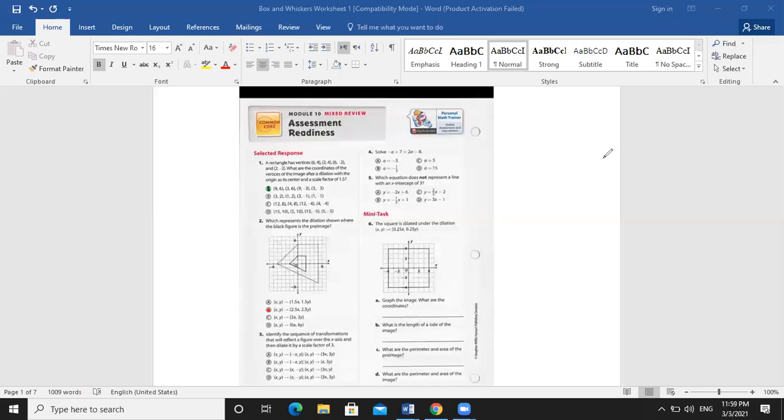What is the mistake in C, Adam? Why didn't you choose C? Because it's 3x and y. It should be 3x and 3y. Thank you. I appreciate what you said. Thank you so much. Very good.